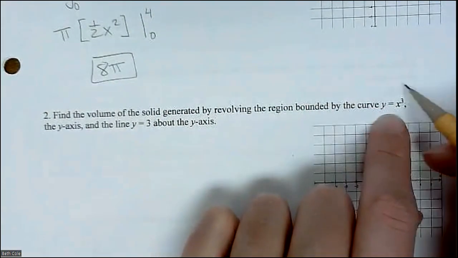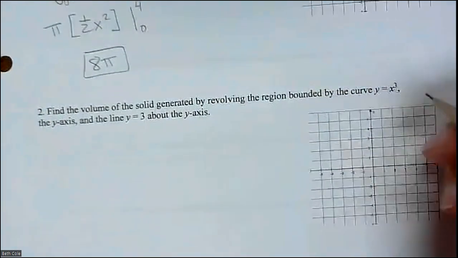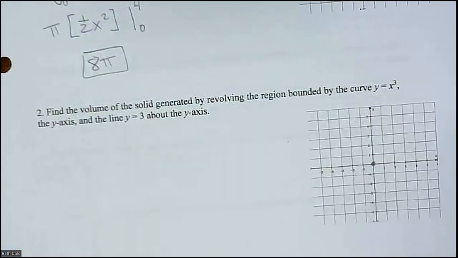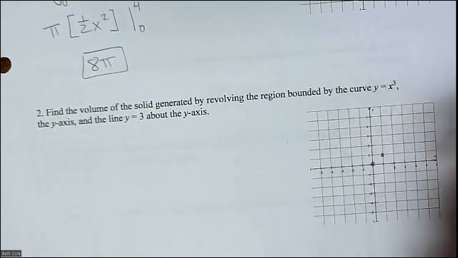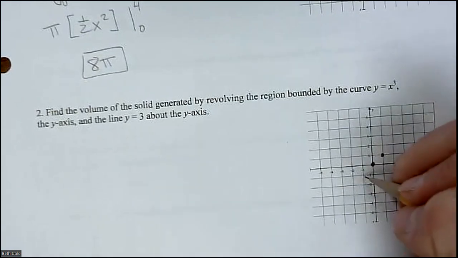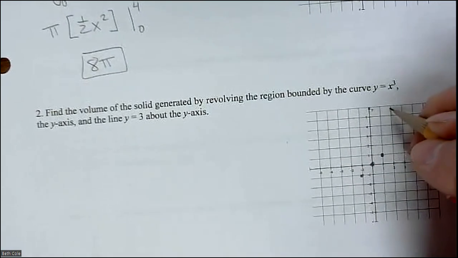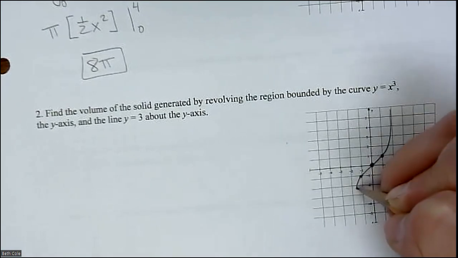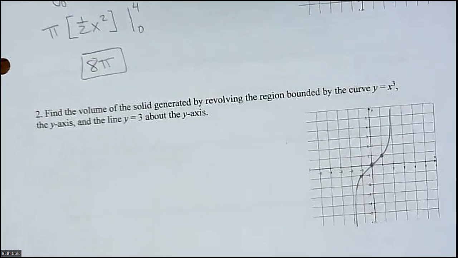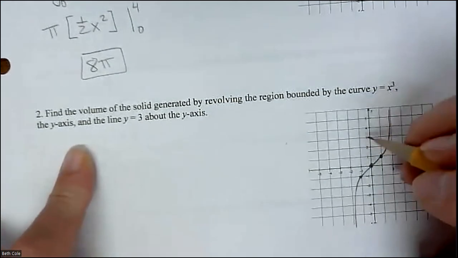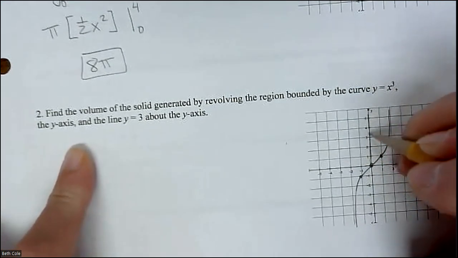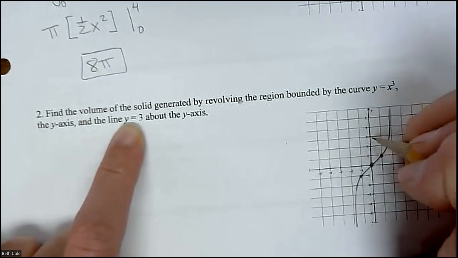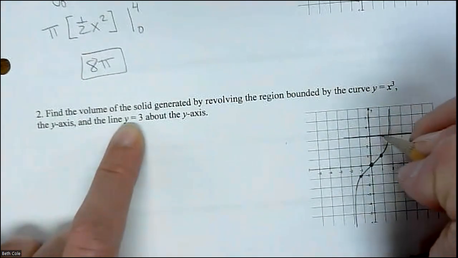So what are some points I can put for x cubed? Yeah, 0, 0, perfect, and 1, 1, -1, -1, and then 2, 8 is going to go off the picture, but, you know, it's going to wiggle, something like that. If you're writing with pen, don't draw all of that. We're going to erase some of it. All right, the y-axis, that's just this. And then the line y equals 3. So that's a horizontal line at 3.